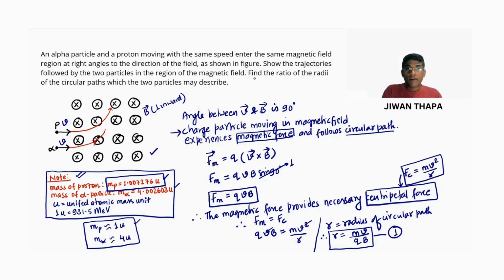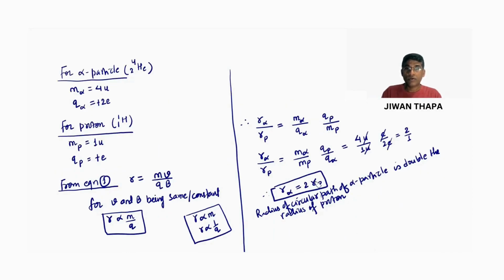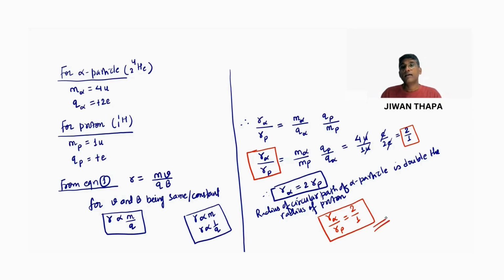Next, find the ratio of the radii of the circular paths which the two particles may describe. So the ratio, from this expression, is R alpha by Rp equals 2 by 1. So this is the required result.